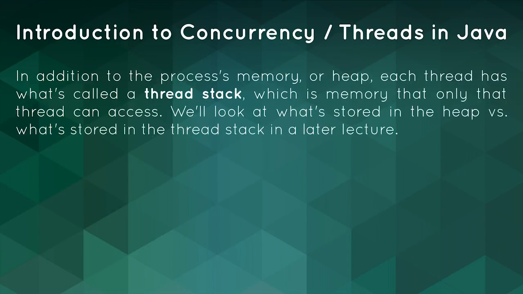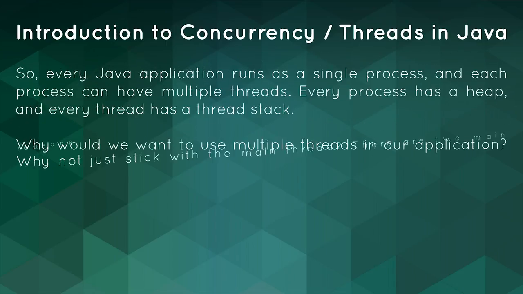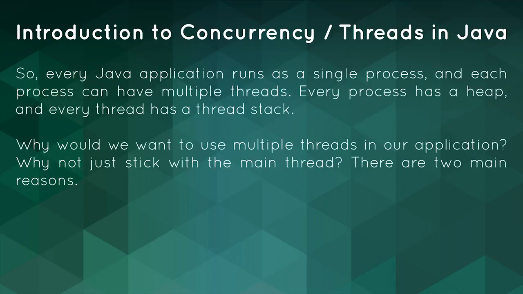Now, in addition to the process's memory or heap, each thread's got what's called a thread stack. And the thread stack is memory that only that particular thread can access, and we're going to look at what's stored in the heap versus what's stored in the thread stack in a later lecture in this section as well. So every Java application runs as a single process, and each process can then have multiple threads within it. So every process has a heap, and every thread has a thread stack.